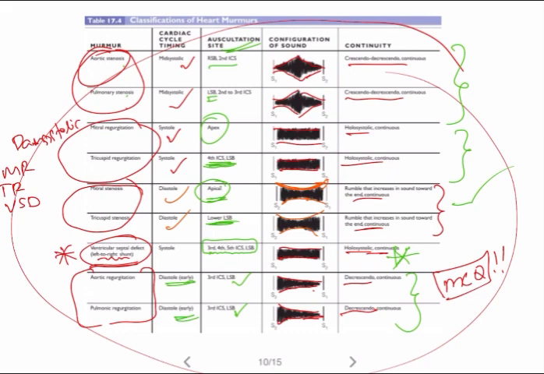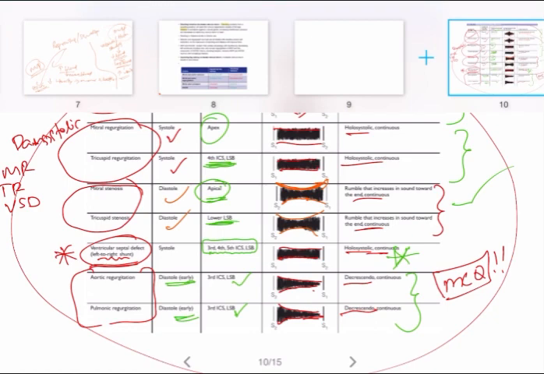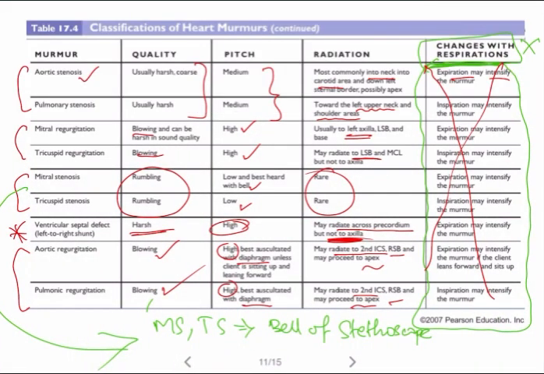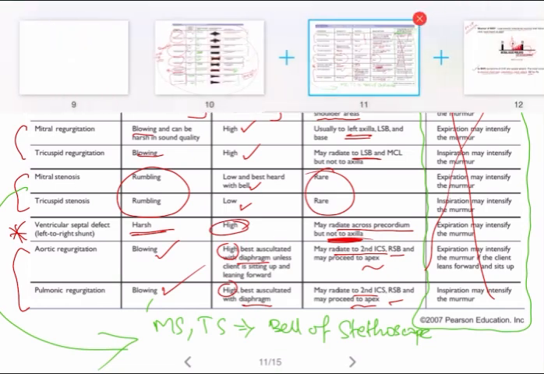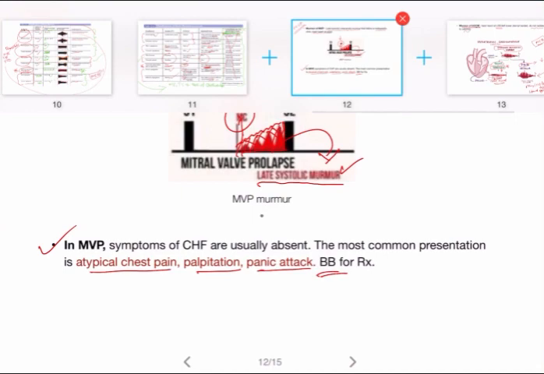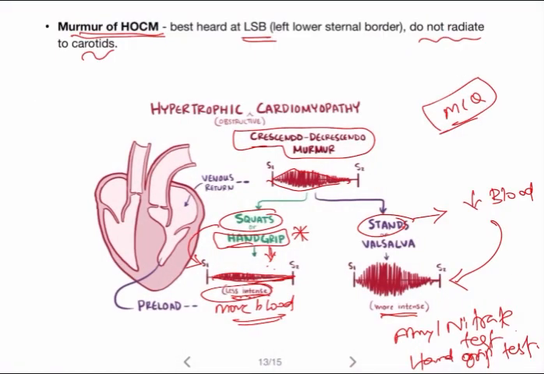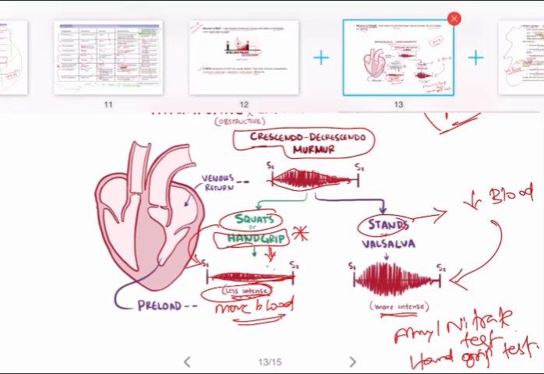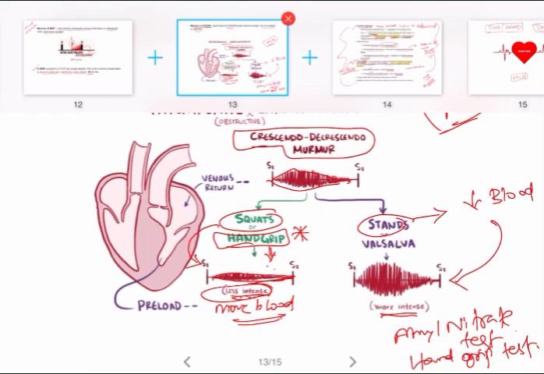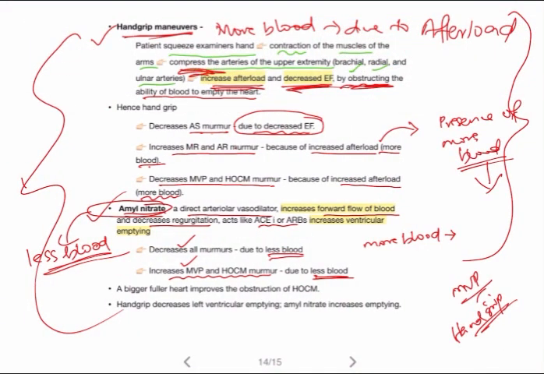This is one classification of murmurs according to the auscultation site, cardiac timing and configuration of the sound. The other box is this one, which is showing you pitch, quality, radiation and changes with respiration, which is not a big deal for us. Now MVP murmur and HOCM murmur. These are the main murmurs which we have discussed, and this covers all the murmurs in cardiology. And again, in the last we have discussed hand grip maneuvers and amyl nitrate. So this completes all the MCQ related as well as clinical knowledge on murmurs.